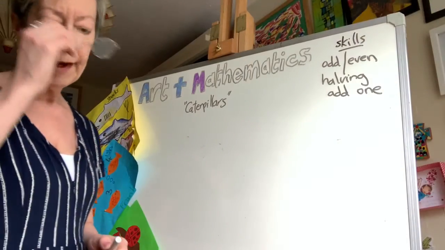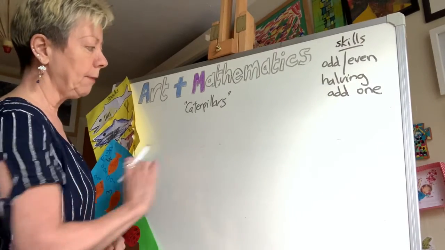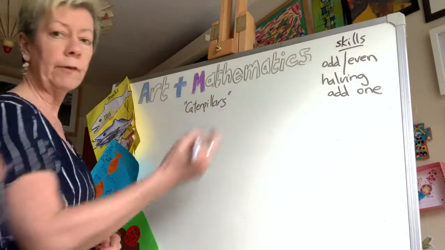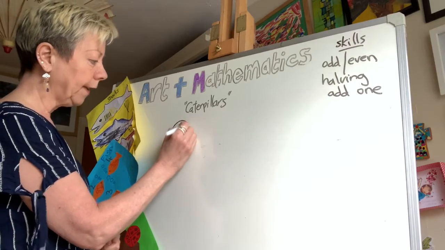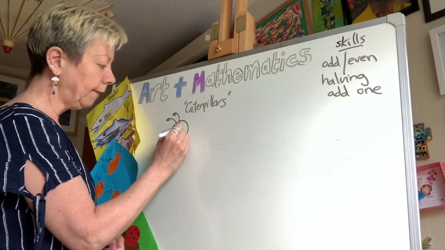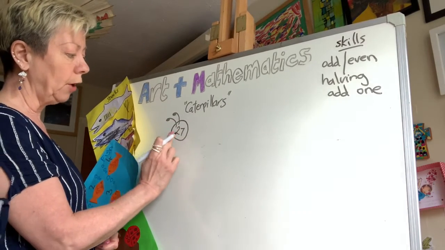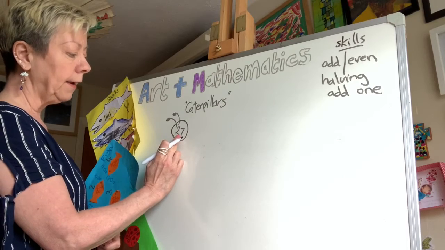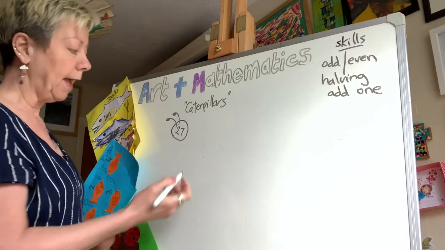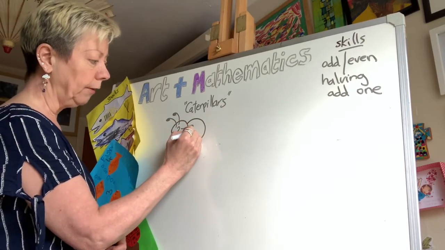Okay, our little investigation is called caterpillars. And we're going to see if we can make mathematical caterpillars using our skills that we've identified over here. So this is the caterpillar's head. And we'll start off with 27. The first thing you say is the odd or even number. Well, I look at the 7, the units digit. Can 7 be directly divided in half? No, it can't. So if it's an odd number, I have to add 1.